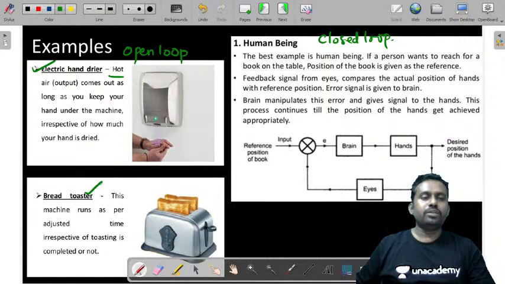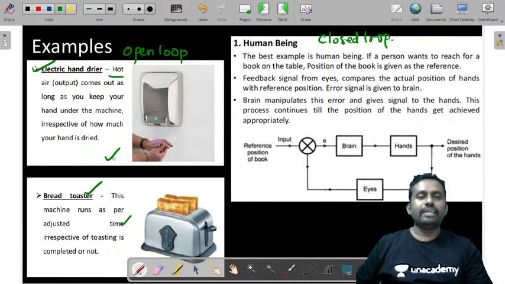Similarly, the bread toaster runs as per the adjusted time. Even the washing machine, irrespective of the dirt on your clothes, will run for the specified time that you give it. The bread toaster does the same thing. It runs as per the time adjusted, irrespective of whether the toasting is completed or not. So these things, which do not consider the desired output, are considered open loop systems, which do not take the exact output that has to be given.